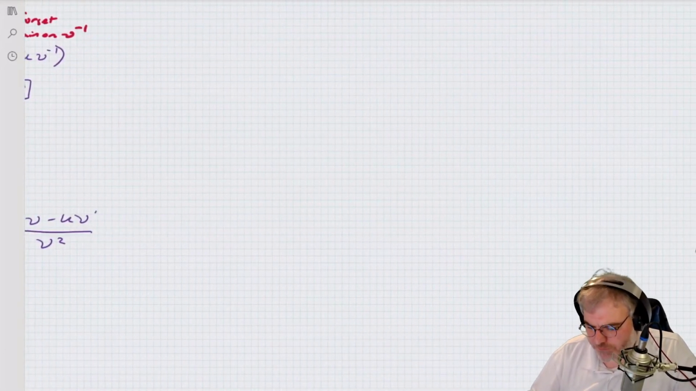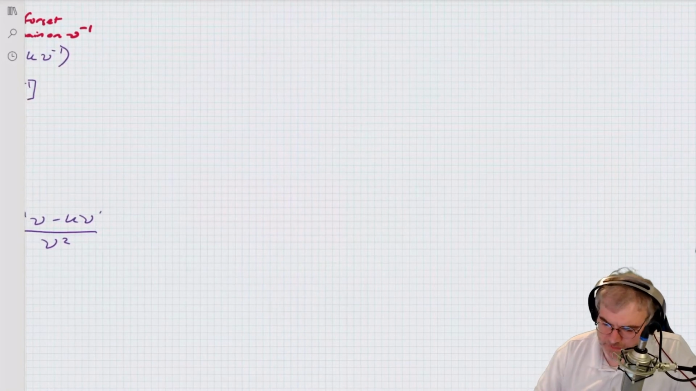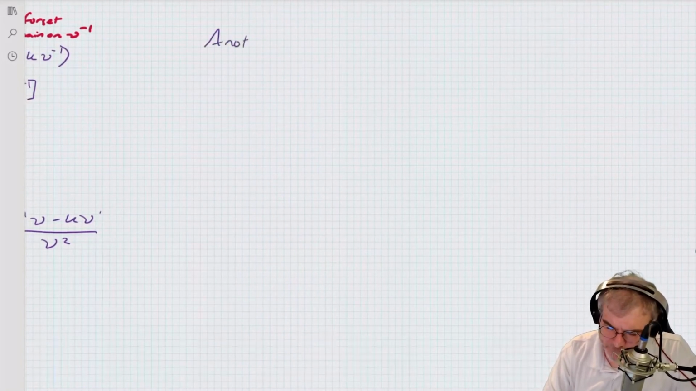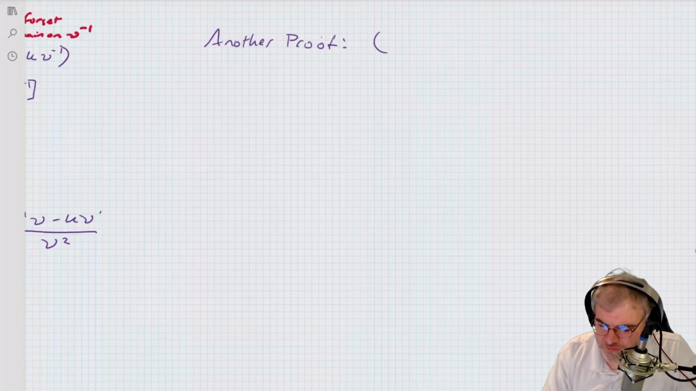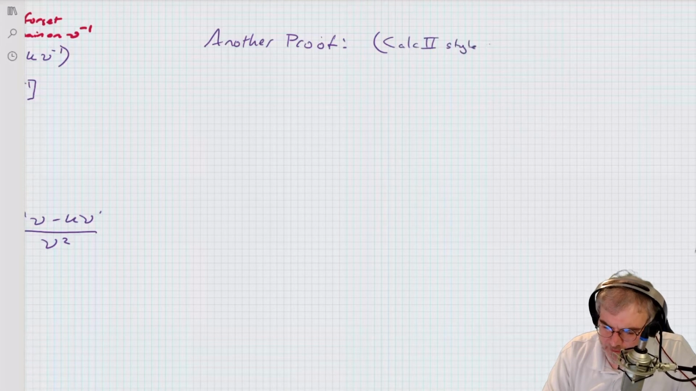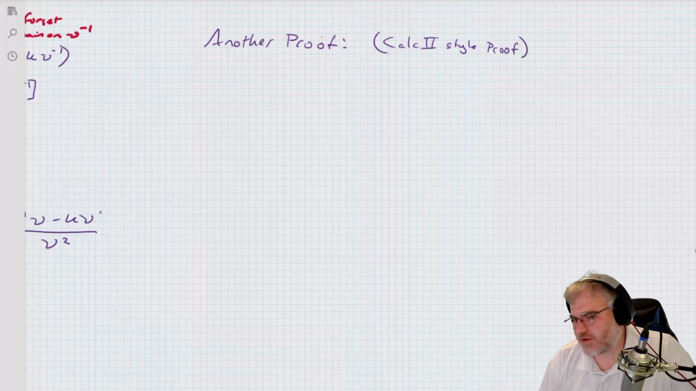There's another proof that you can use, and you haven't seen this one at all yet. But why not? And this is a Calc 2 style proof. A bunch of the proofs in Calc 2 look like this, and you don't need to memorize this. You don't even need this proof.